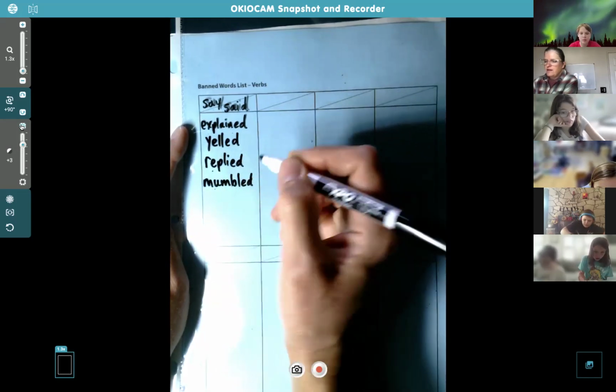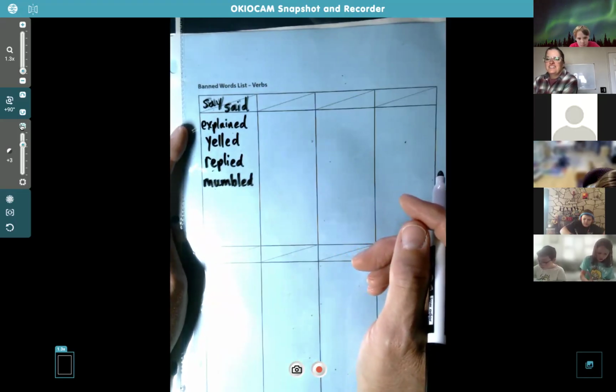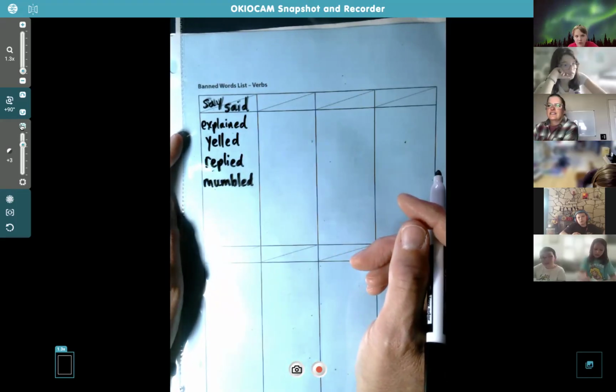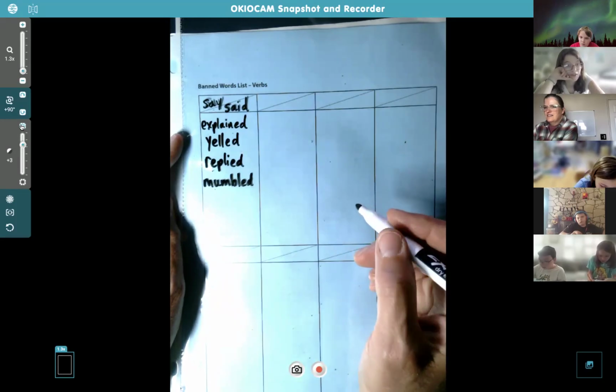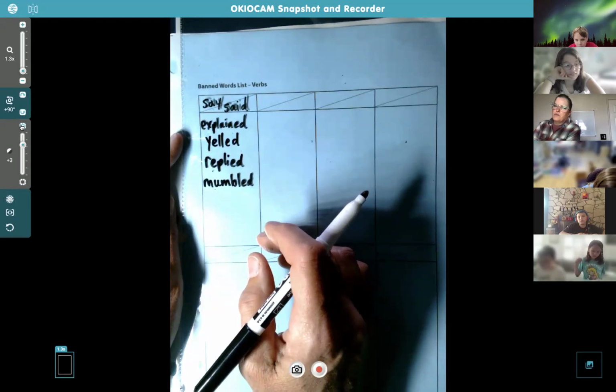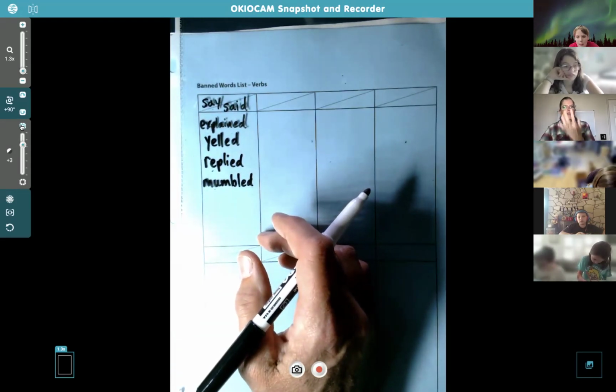What about mumbled? Remember the bald man in The Fly? He mumbled, right? Sydney? Thought. Not thought, because when you think, it happens inside your head. So you're going to think of a word of how they say it out loud. That's a good idea, but that's not going to work on this list.